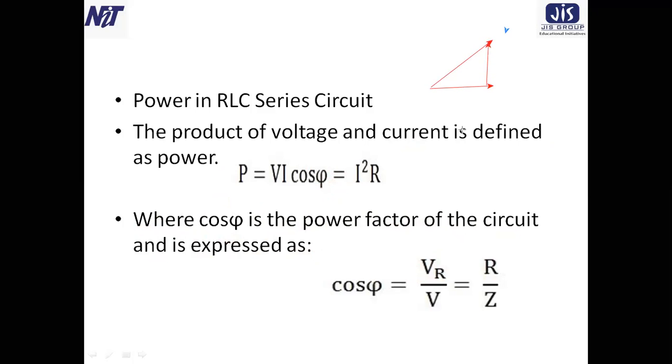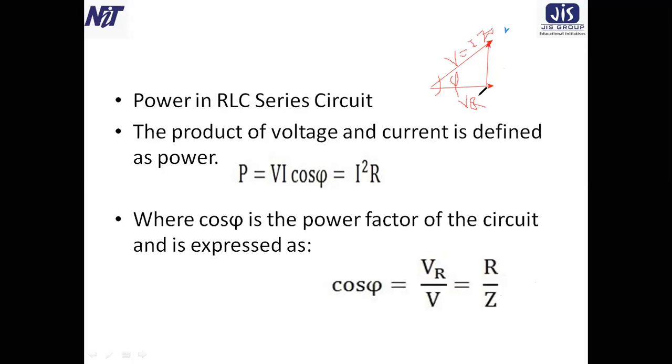This was the angle, and then this was phi. So this is VR, and this one was V. So what is cos phi? Cos phi is nothing but VR by V. And also we can explain that cos phi equals R by Z. How can we explain? Because V equals I into Z.